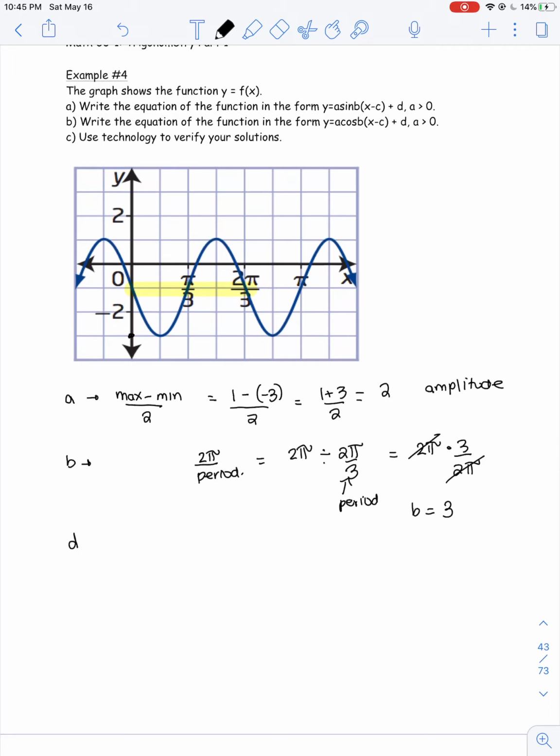Our d value is going to be our midline value, or we call this vertical displacement. This is where you take your max plus your min divided by 2. Our max we know is at 1, plus our minimum is at -3, dividing that by 2. So that will be -2 over 2, which gives us -1.